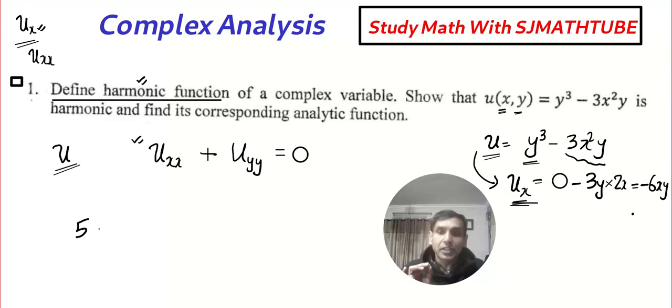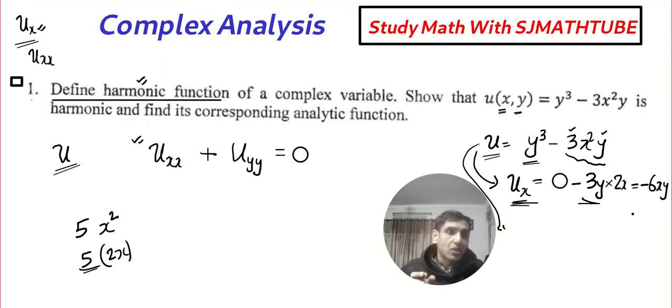How do you differentiate constant multiplied by x squared? You will keep the constant and differentiate the function. Same thing, look, 3 is a constant, y is a constant, so I kept it there just like this and multiplied by the derivative 2x. Similarly, what will be uy? That will be 3y squared minus 3x squared into 1, because I am treating y as a variable.